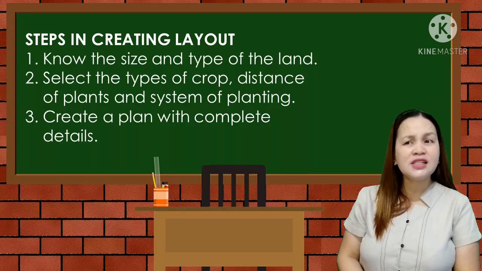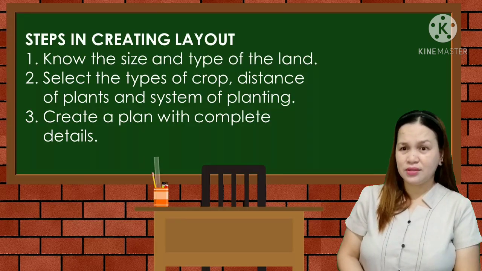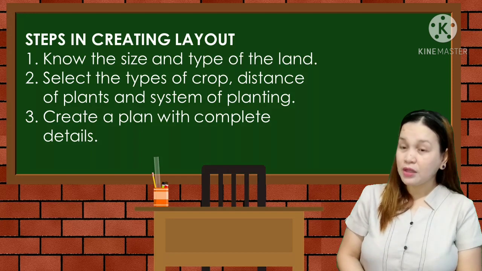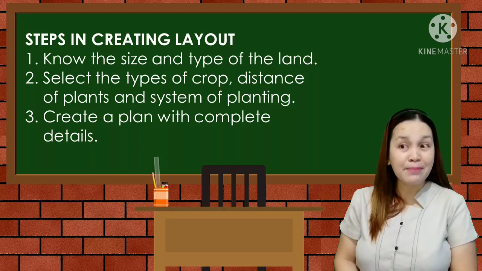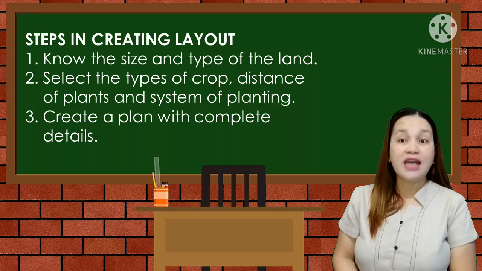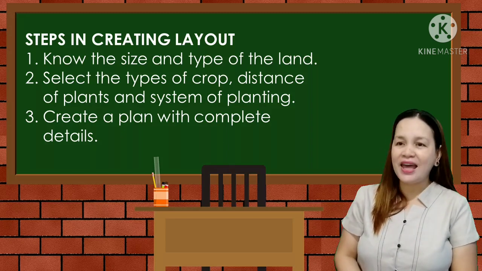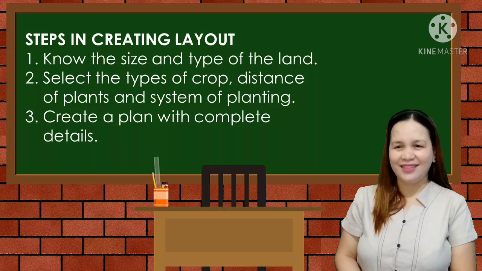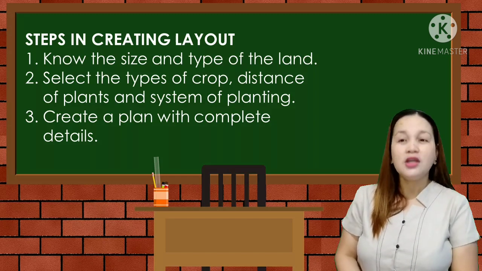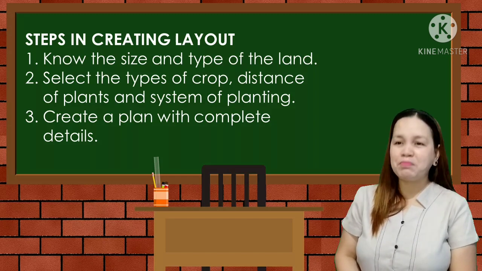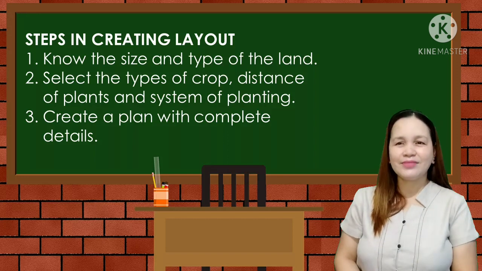What are the different steps in creating layout? First, know the size and type of the land. Second, select the types of crop, distance of plants, and system of planting. Third, create a plan with complete details.